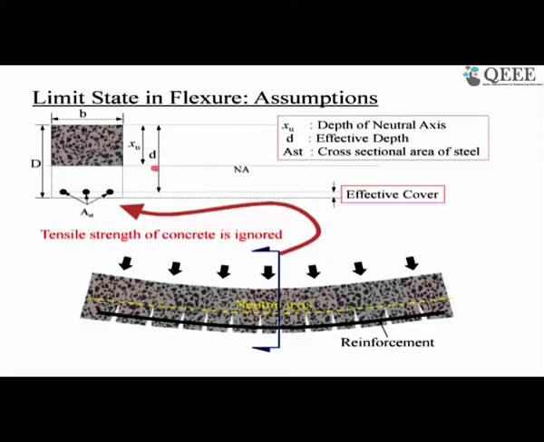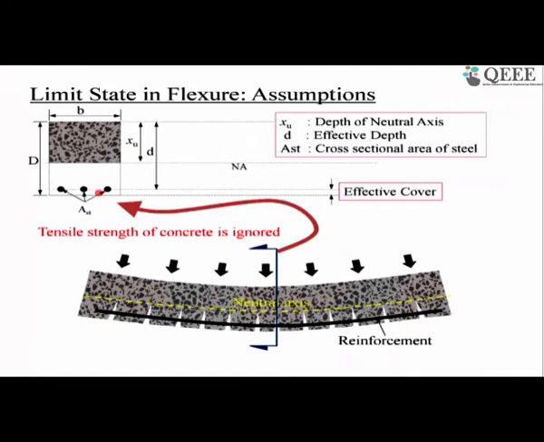What is effective depth? Effective depth is the overall depth minus the effective cover. Effective cover is because you cannot put the reinforcement at the outermost fiber. You have to give some cover, and the distance from the outermost fiber to the center of the reinforcement is called the effective cover. Total depth minus effective cover gives you the effective depth.